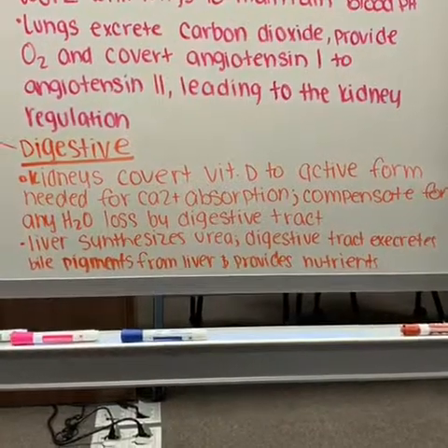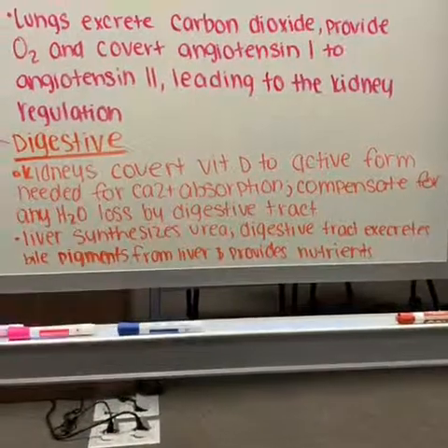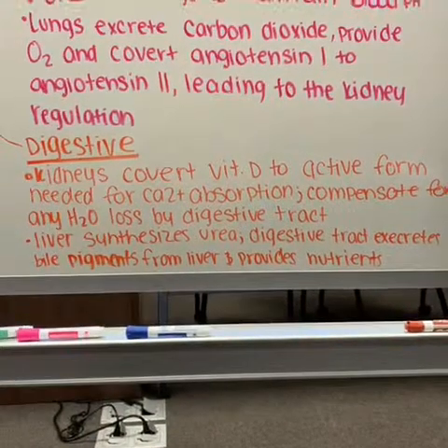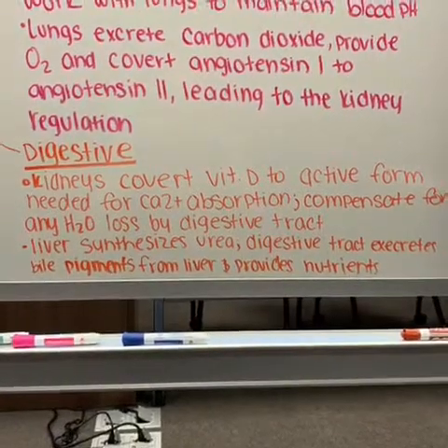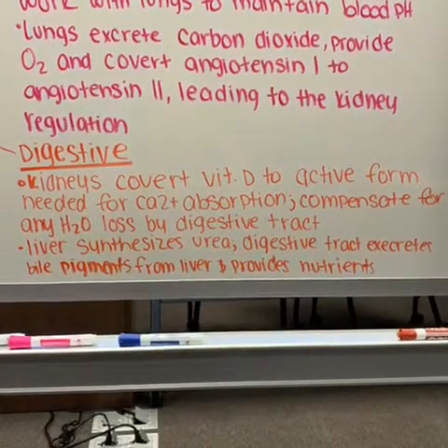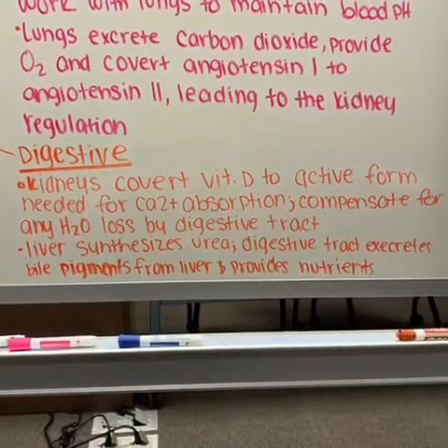The digestive system. Kidneys convert vitamin D to the active form needed for Ca2+ absorption to compensate for any water lost by the digestive tract. The liver synthesizes urea, and the digestive tract excretes bile pigments from the liver and provides nutrients.